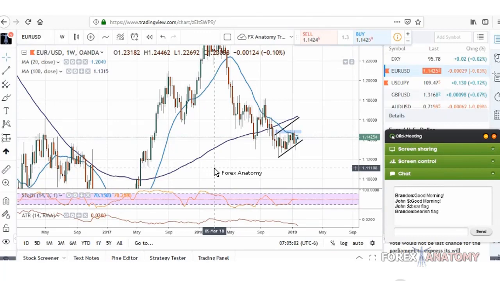Okay, yeah. John answered and he said bear flag. Brandon answered and he said bearish flag. And the both of you are absolutely correct. That's exactly what we see on this particular chart.